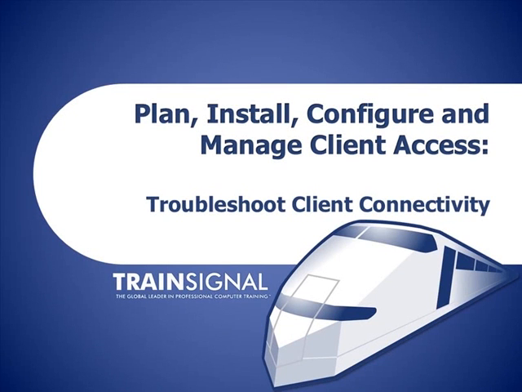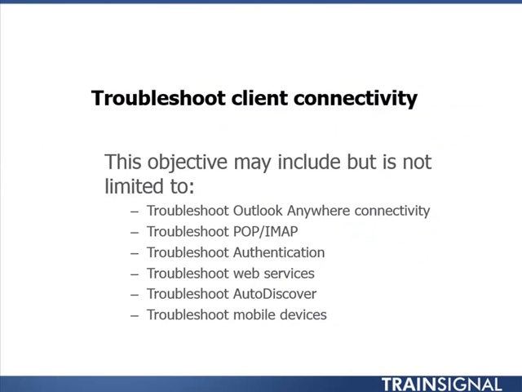You're watching Plan, Install, Configure, and Manage Client Access. It's a primary subject for the 70-341 Exchange 2013 Core Solutions Certification Exam. The subtopic that we're discussing in this lesson is Troubleshoot Client Connectivity. Under this subject, the objective may include, but is not limited to, troubleshoot Outlook Anywhere connectivity, troubleshoot POP and IMAP, troubleshoot authentication, troubleshoot web services, troubleshoot Autodiscover, and troubleshoot mobile devices, or more specifically, ActiveSync connections.